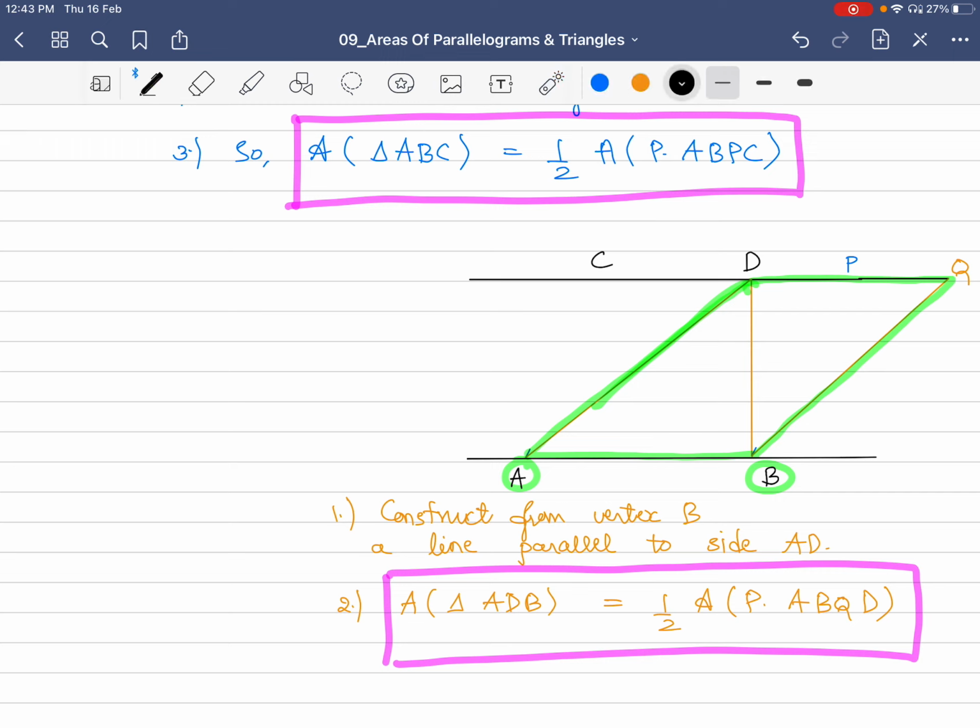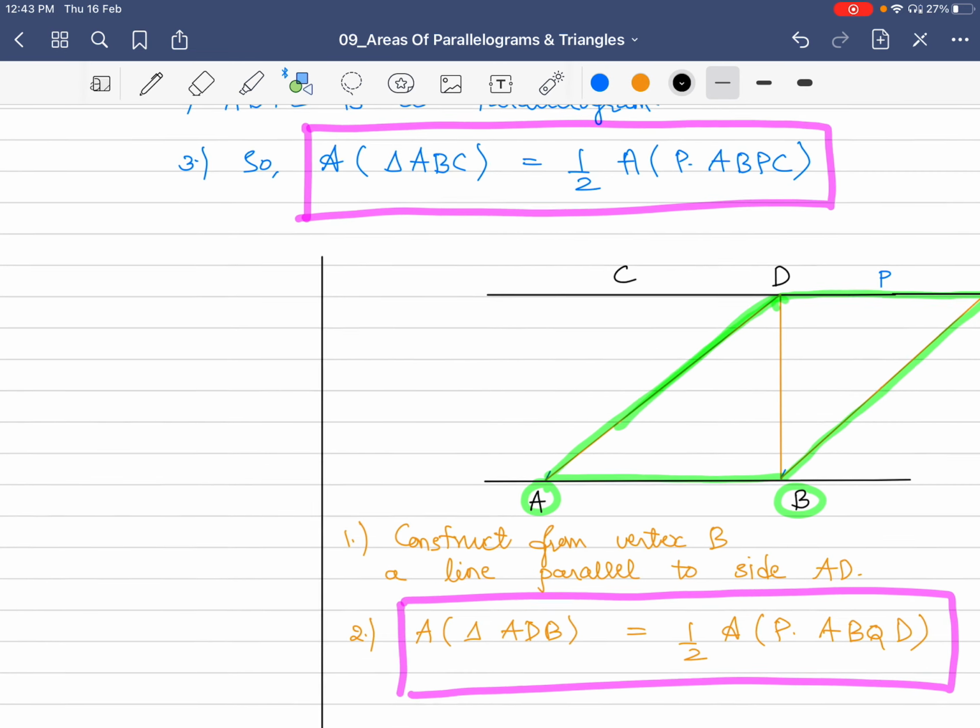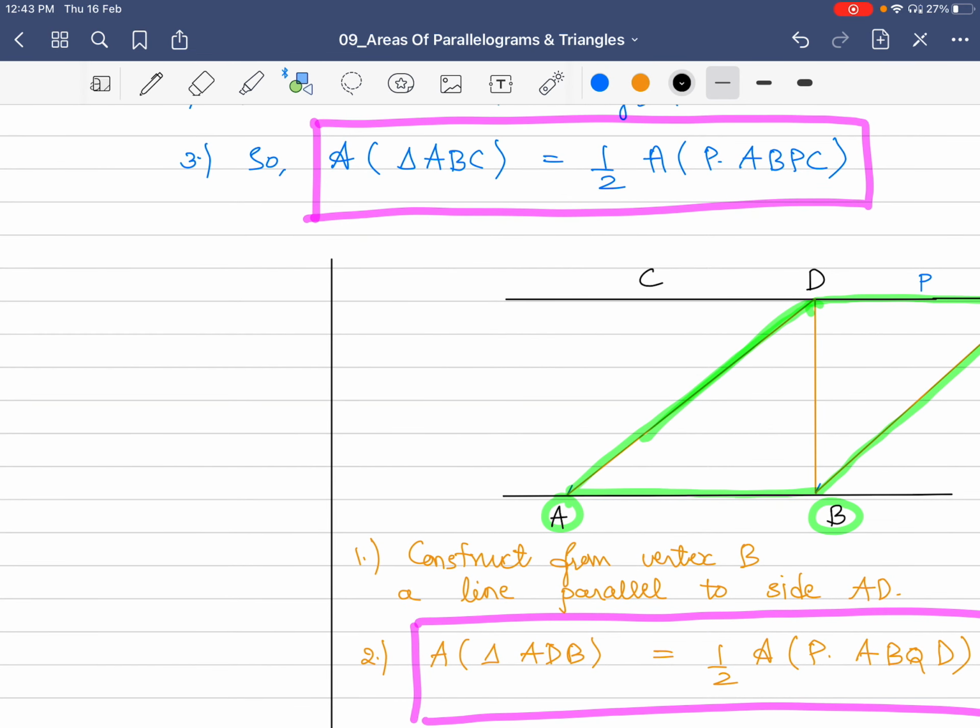So that is my next point which I'm going to note down. Let's use this space here. Okay, let's draw a straight line. I just want this in the frame. Area of parallelogram ABPC is equal to this parallelogram ABQD. So it is equal to the area of parallelogram ABQD.